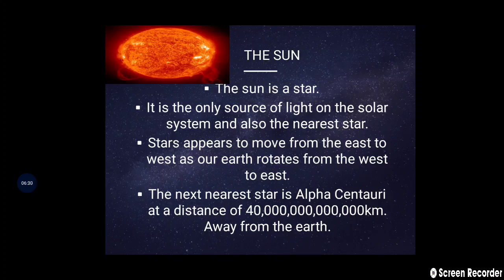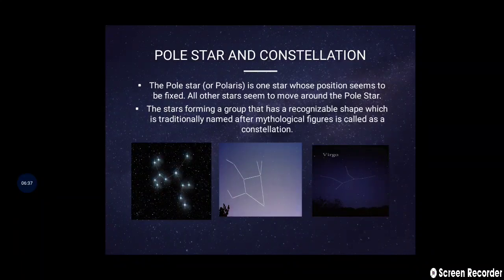The distance from the Earth is 40 trillion. Check out the number of zeros if I'm wrong. Next topic is our pole star and constellations.